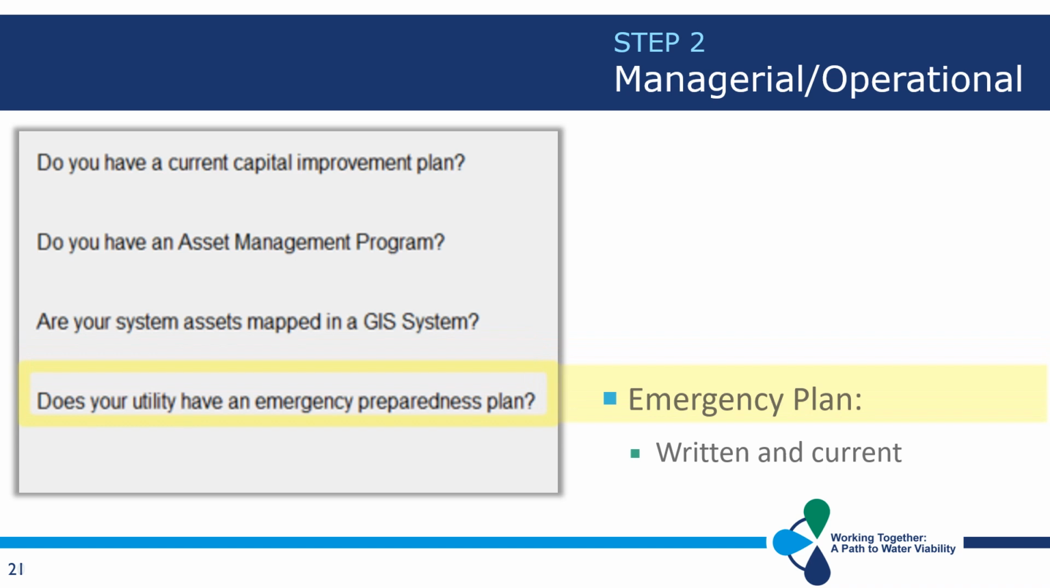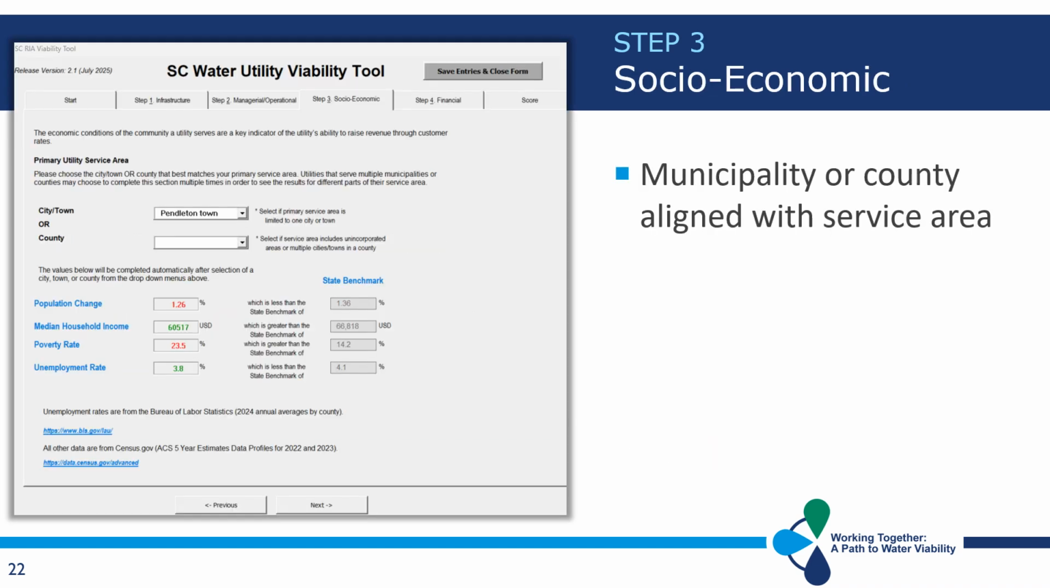Finally, the emergency preparedness plan should be an updated written plan that outlines steps required to respond to or mitigate the effects of various types of disasters. The third step provides information regarding socioeconomic characteristics of your service area. The only thing you must provide on this page is the town or county that best aligns with the utility's service area, and then the data will auto-populate.